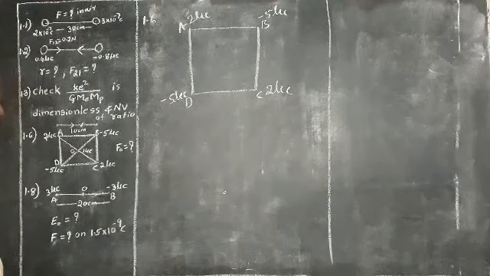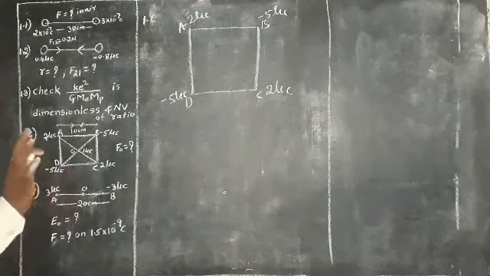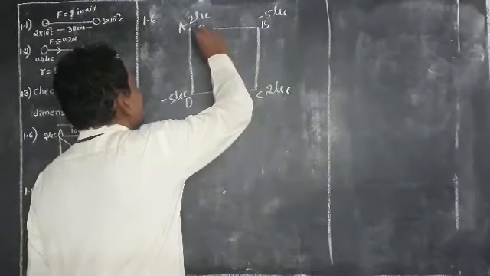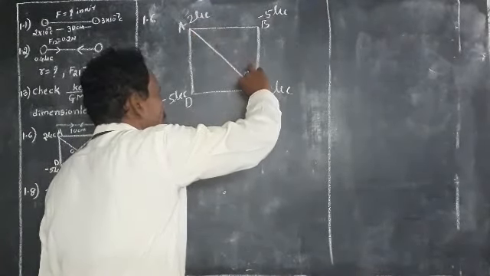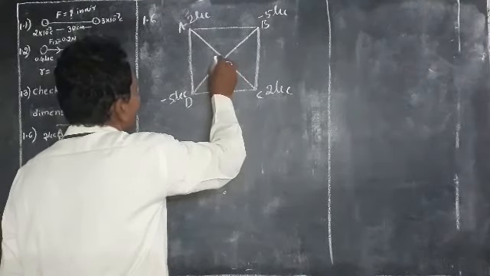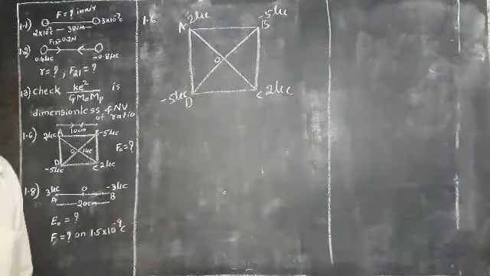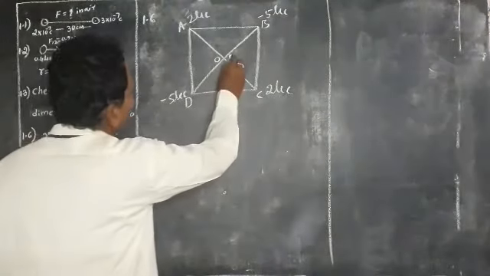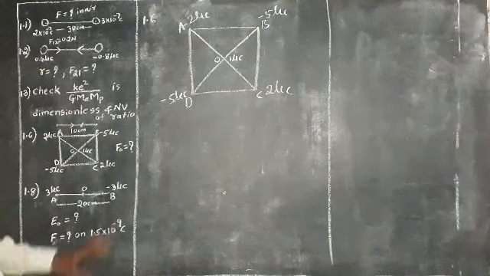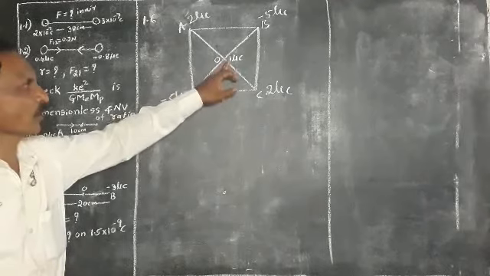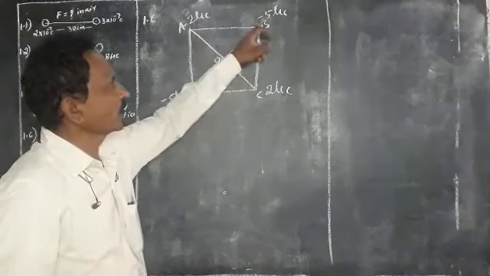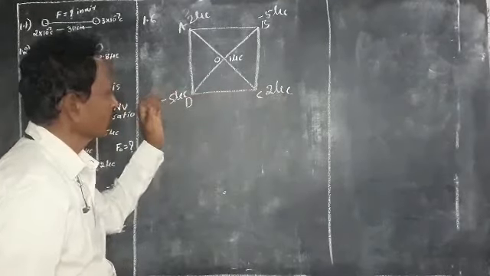Then, what is the electrostatic force due to these charges at the center of the square? Now draw diagonals AC and BD. They intersect at point O. It is the midpoint of the square, and at which 1 microcoulomb charge is placed. Then what is the force on 1 microcoulomb charge placed at the center of a square due to 2 microcoulomb, minus 5 microcoulomb, plus 2 microcoulomb and minus 5 microcoulomb?